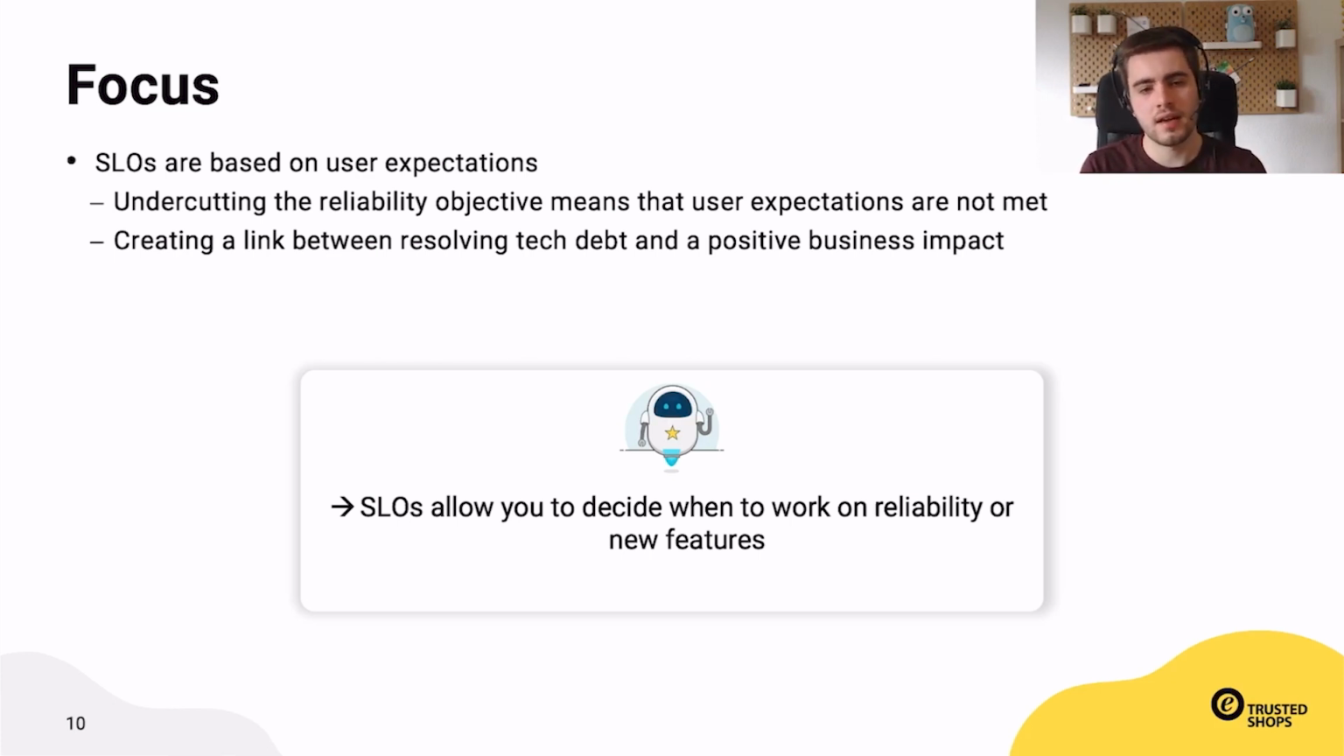So the objective and also the indicator. And since this is what your users expect, undercutting the reliability objectives also means that you're not meeting the user expectations anymore. And not meeting the user expectations makes the users unhappy. This then generates a direct business impact because unhappy users might move away from your service. They might move to a different service. So creating this direct link between resolving tech debt and having a positive business impact by bringing the reliability back up to the value which was defined can really help the prioritization between tech debt and new feature development.